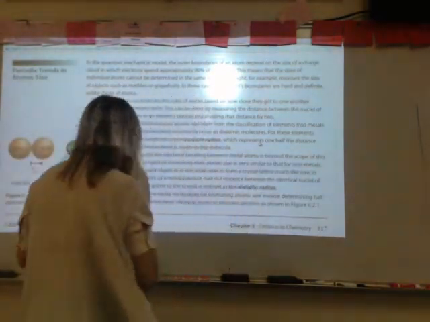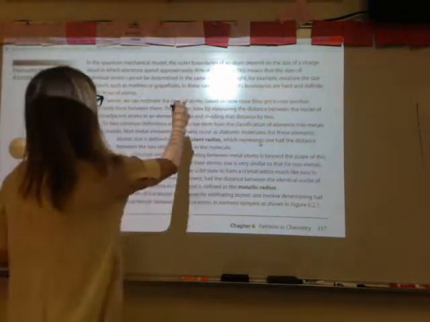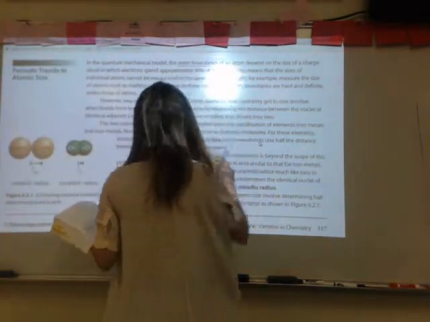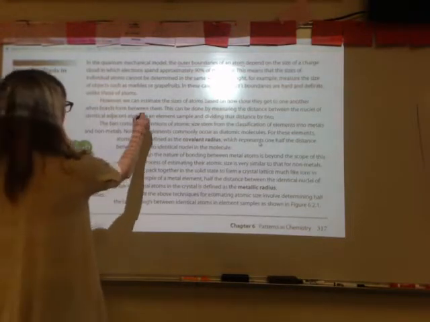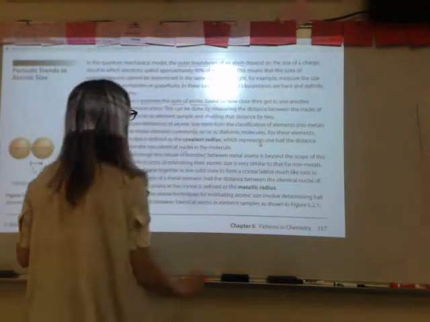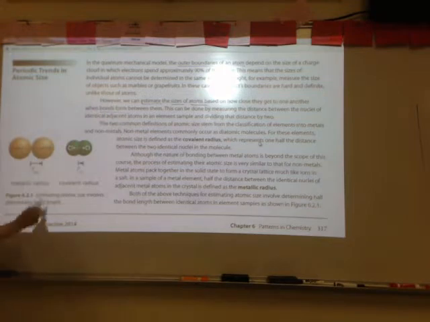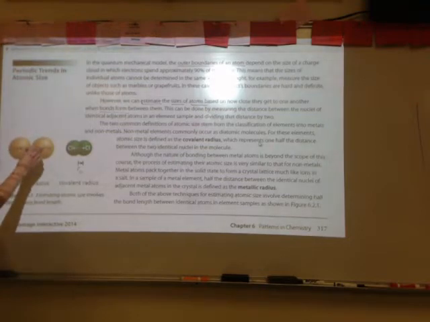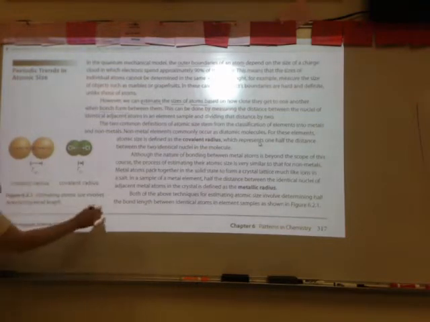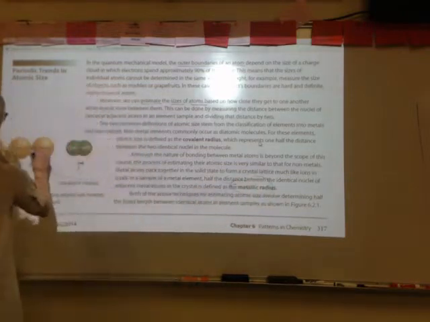Atomic size is sometimes referred to as atomic radius. This has to do with the outer boundaries of an atom, and it's going to depend upon the size of the charged cloud that the electrons are spending most of their time in, and we can estimate the sizes of atoms based upon how close they get to each other when bonds form between them. So if you take a look, I have two neighboring metal nuclei, and if you measure the distance between their nuclei and then you divide it by 2, that's going to give you something known as the metallic radius.